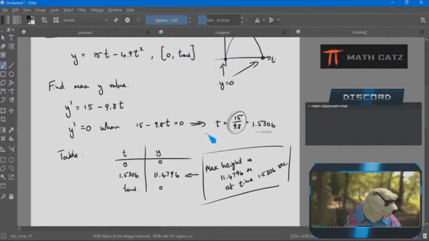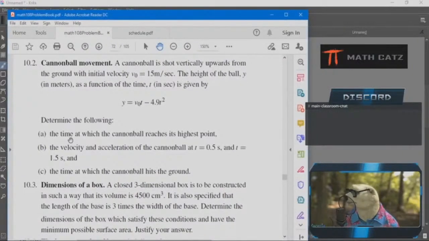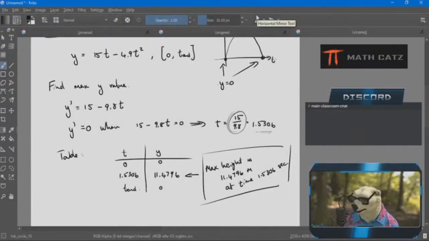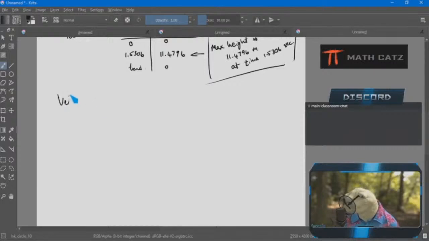These questions, they can get lengthy, especially as we take our time and talk through them. All right, then they tell me, so I have the time at which the cannonball reaches its highest point. It's at 1.53 seconds. I want to know the velocity and the acceleration of the cannonball at time 5 seconds and 1.5 seconds. I'm not going to do all of that because if you can do it for one, you can plug in more values. That's a little silly. But let's do it at least.